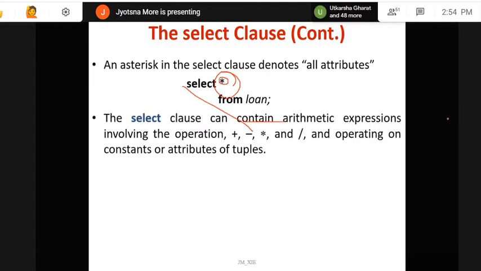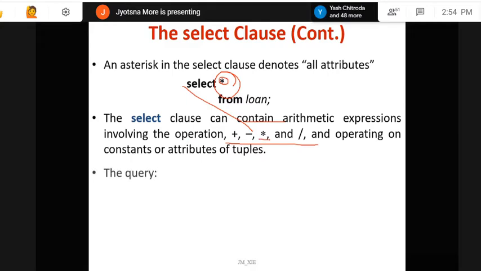Now the select clause can also contain some expressions involving different operations such as plus, minus, multiplication. Here, when it is part of an operation, it is multiplication. But for select star, it means all attributes. When it is part of an operation, then it is multiplication.